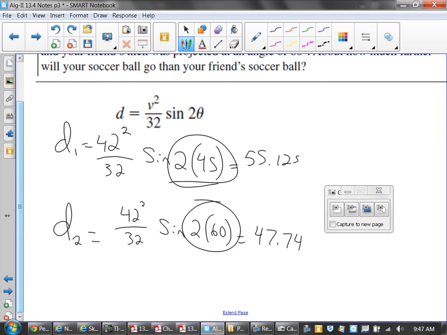A lot of times you might be solving for the velocity. If you have to solve for the velocity, you'll notice that the velocity is squared. So when you work that through, you might have to take a square root at some point. It's 7.39.